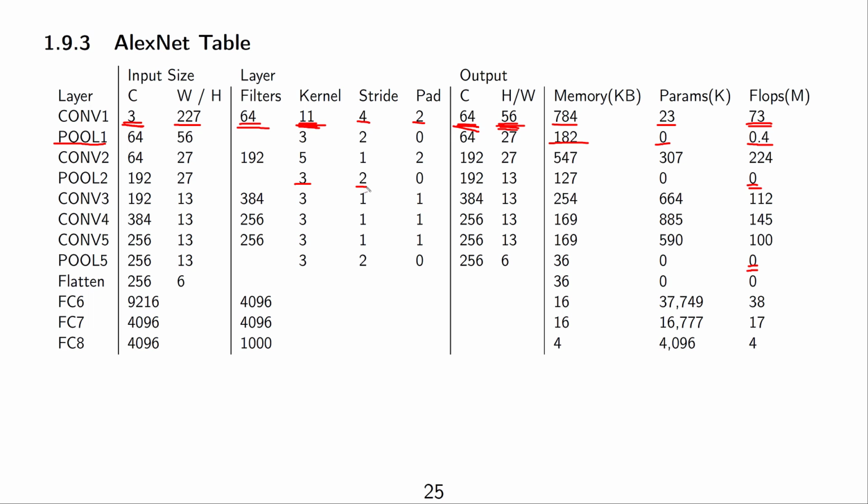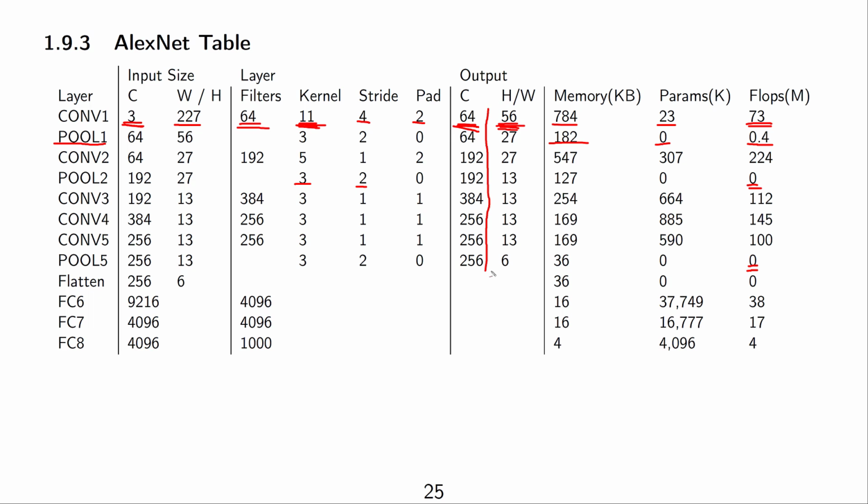Now, for the design of the channels, what we can see is that we start with 3 channels in the input, and then going upward here, 64, 64, 192, 192, 384, 256, 256, 256. So what we see is that the number of channels increases, and then at the end it decreases a bit.